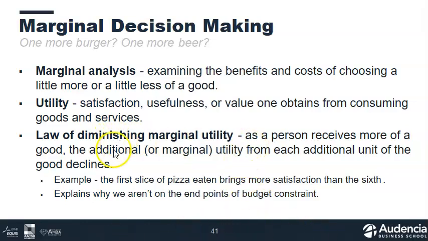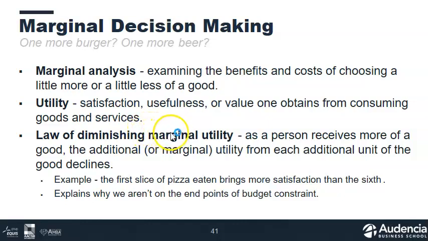Now we've seen that when we look at opportunity cost, we're asking, what's the cost of buying one more burger? What's the cost of one more beer? What's the cost of one more something? And the opportunity cost showed us that. We can buy one more burger, and the opportunity cost was 4 bus tickets. And that's what's called a marginal analysis. We're examining the benefits and costs of choosing a little more or a little less of a good. And the opportunity cost shows us that right away.